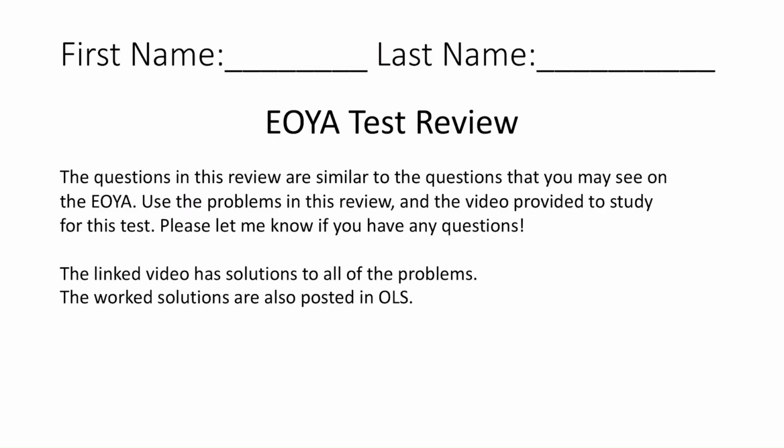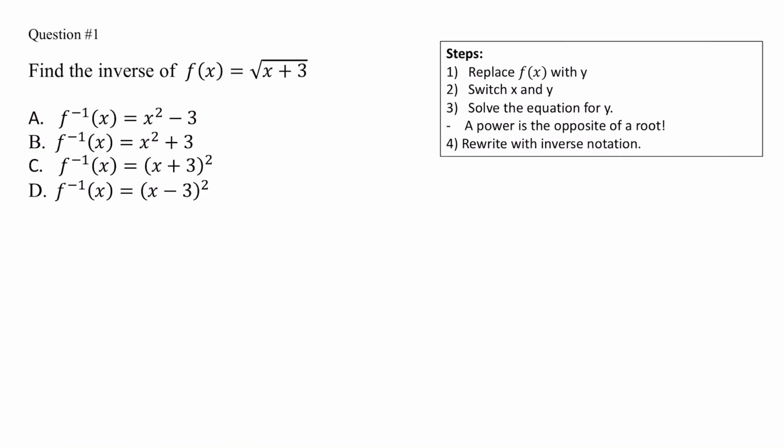So in this video, we're going to go over the problems that are in the end of year test review. So in this first question, it says to find the inverse of f of x equals the square root of x plus 3. So remember, we always start off by replacing f of x with y, so we have y equals the square root of x plus 3. And then we're going to switch the values of x and y. So we have x equals the square root of y plus 3.